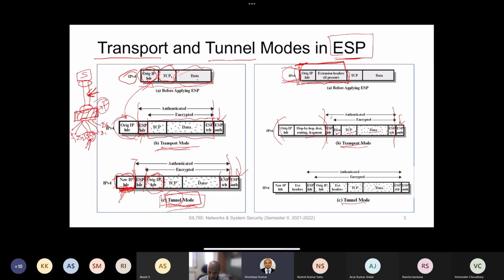Again, in the tunnel mode, we put everything along with the TCP header and data, the total header at the IP layer, and we feed this to the encryption algorithm, and the final ciphertext is authenticated, and then a new IP header is added, and then the corresponding extension is also added. Okay, so is it clear? So it is just a direct extension of what we did in IPv4.